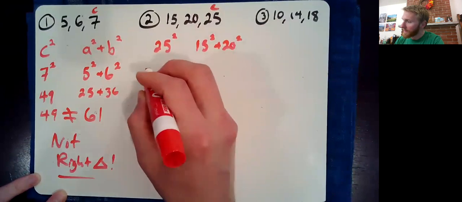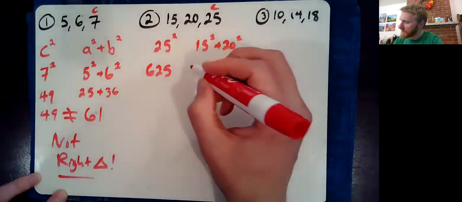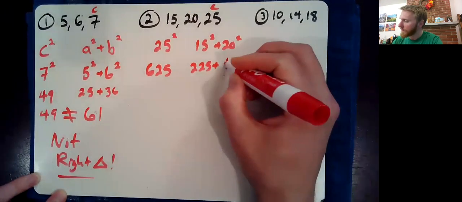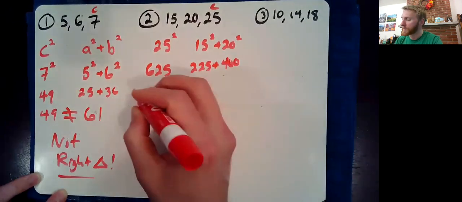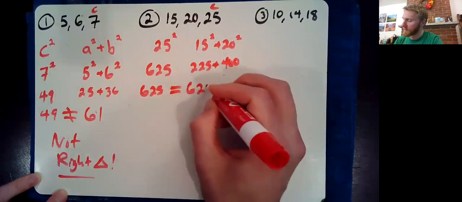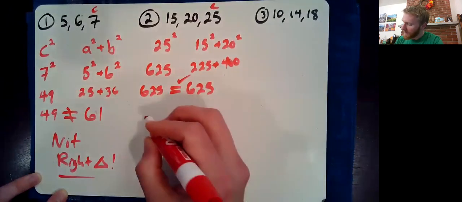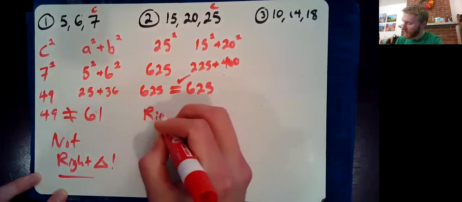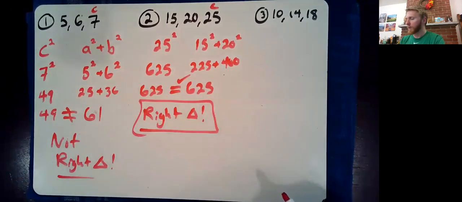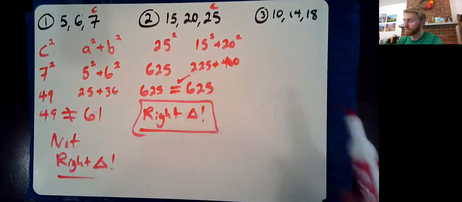In this case, 25 squared is 625, and 15 squared is 225, and 20 squared is 400. Add those two together, and what do you know? 625 is equal to 625. Because those two are equal, great, that is a right triangle. Cool. That's a Pythagorean triple, actually. 3, 4, 5 times 5.